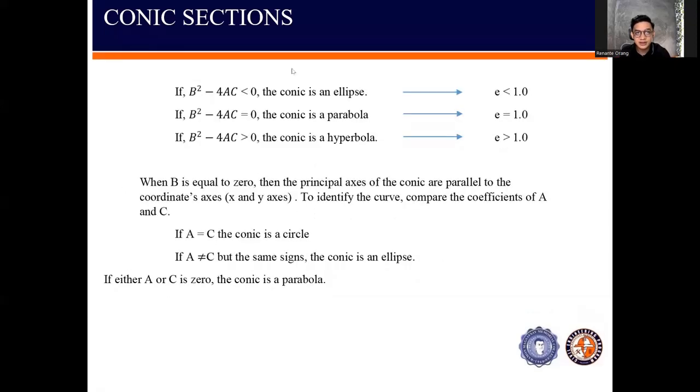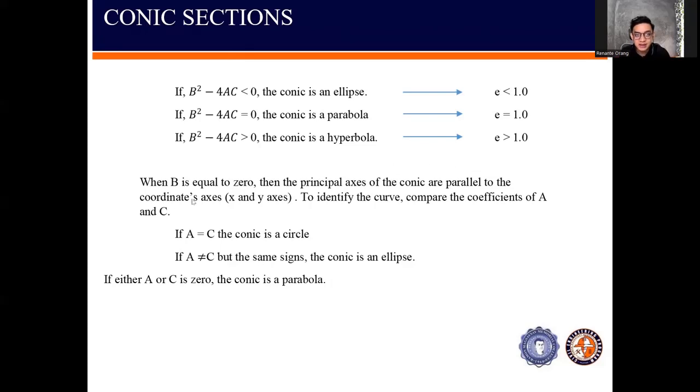Okay, so let's proceed. If the value of b squared minus 4ac, or our discriminant, is less than 0, the conic is an ellipse, so e is less than 1. If b squared minus 4ac is equivalent to 0, the conic is a parabola, or e is equivalent to 1. But if b squared minus 4ac is greater than 0, or e is greater than 1, that is a hyperbola.